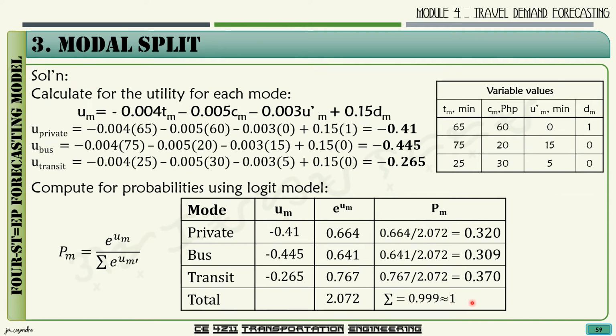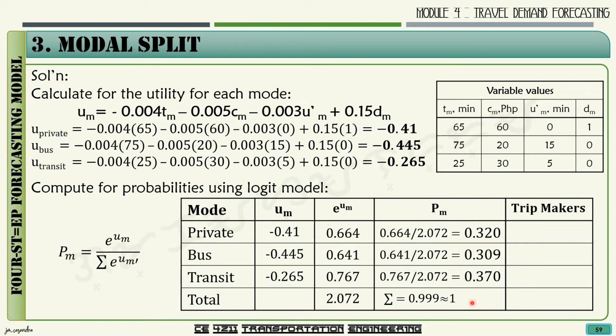So with this, it would simply mean that for 1,000 trips made in our study area, there will be 320 times the 1,000 trips. So there are 320 trips that are made using private cars. And then we have 309 trips that are made by bus. And we have 370 trips that are made using the transit system, which is approximately equal to 1,000.